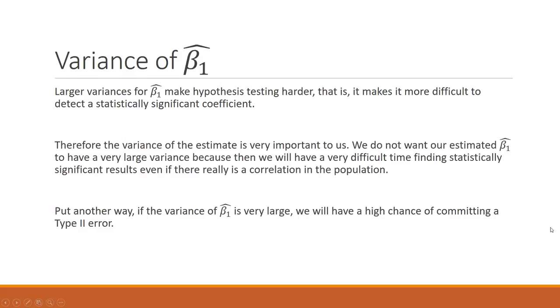Okay, so larger variances of beta 1 hat make hypothesis testing harder. That is, it makes it more difficult to detect a statistically significant difference. So therefore, the variance of the estimate is very important to us. We do not want our estimated beta 1 hat to have a very large variance, because then we will have a difficult time finding statistically significant results, even if there really is a correlation in the population. Put another way, if the variance of beta 1 hat is very large, we will have a high chance of committing a type 2 error.